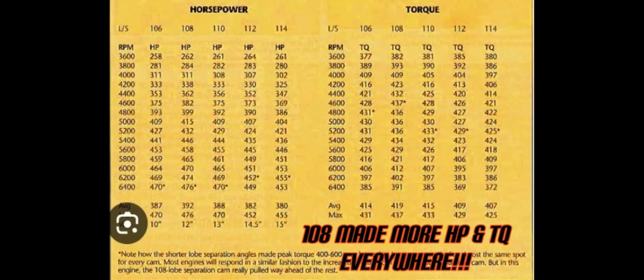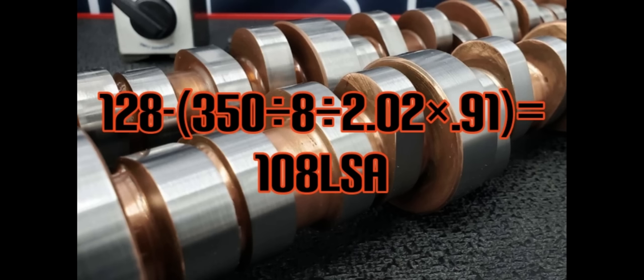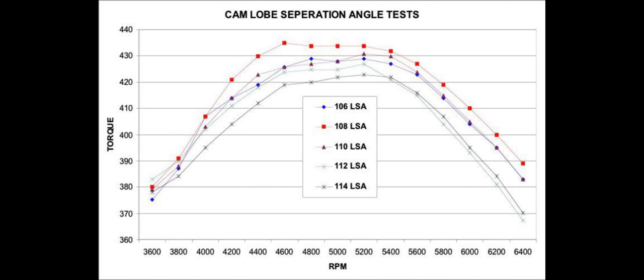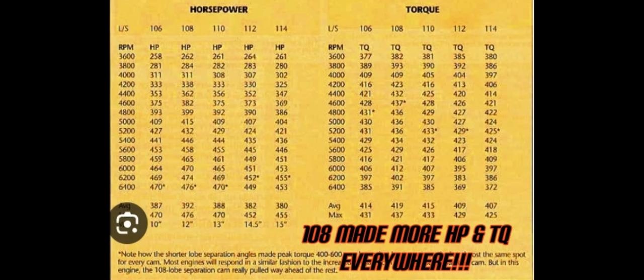Now, if we run the formula for a 350 cubic inch small block Chevy with 202 intake valves and 10.5 to 1 compression, it'll give us a 108 LSA. Now, as you can see, the 108 LSA produced the highest power output. And as I said earlier, an optimal LSA will always produce more torque and horsepower across the entire curve. This goes against what the professionals in the camshaft industry would figure and understand, and goes way beyond the knowledge of most engine builders.